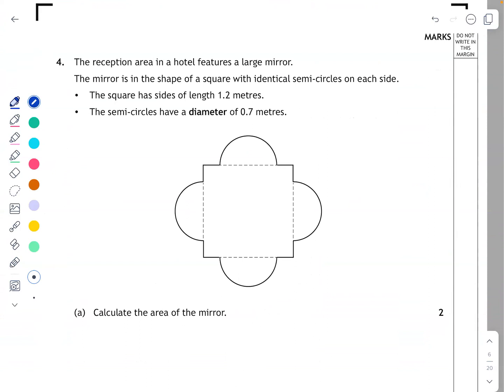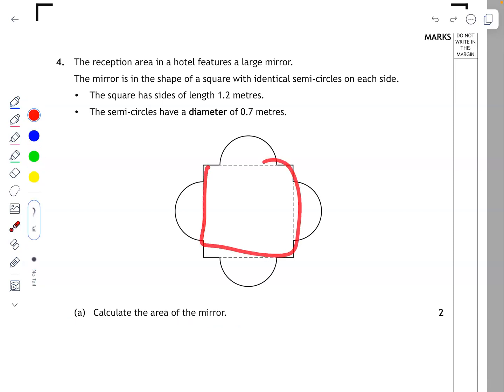Question 4. The reception area in a hotel features a large mirror. The mirror is in the shape of a square and it's got identical semicircles on each side. The square has sides of length 1.2 metres, the semicircles have a diameter of 0.7 metres. Part A is calculate the area of the mirror. So we've got a square and we've got 4 semicircles.